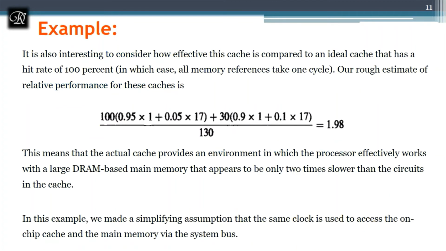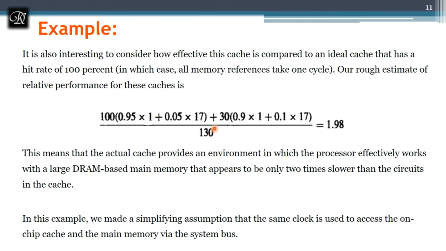Next we will see it is also interesting to consider how effective this cache is compared to an ideal cache that has a hit rate of 100%. When there is a cache which is always giving us a hit, we will compare and have a rough estimate of the performance improvement.